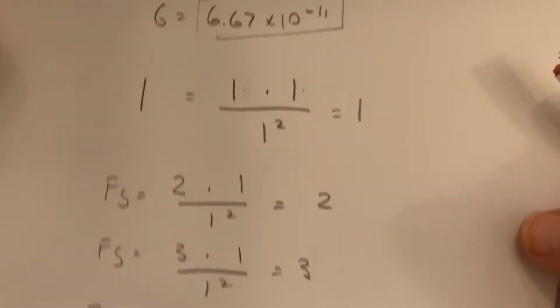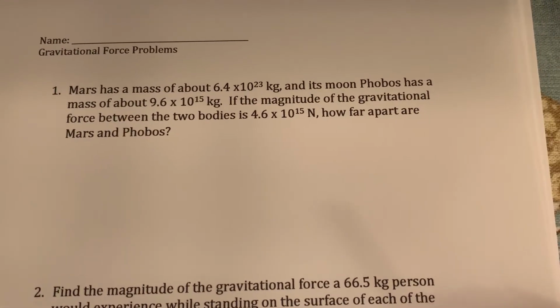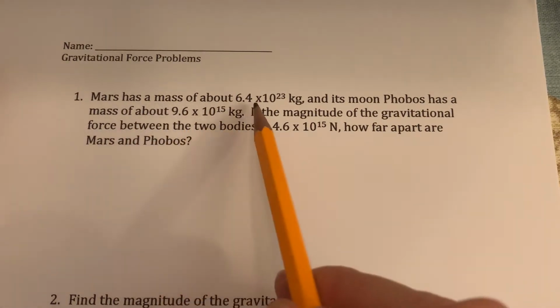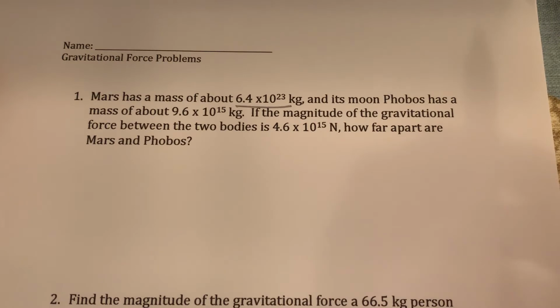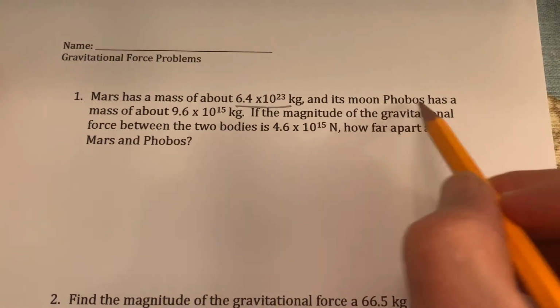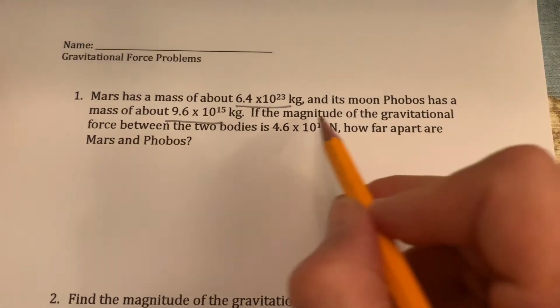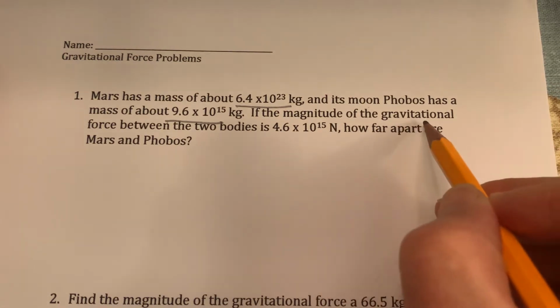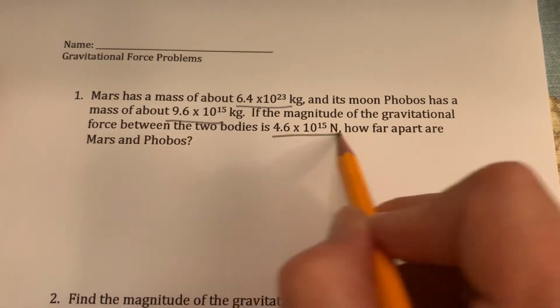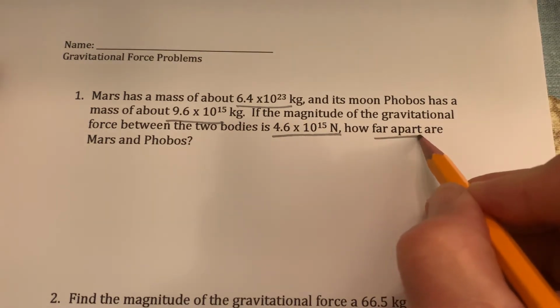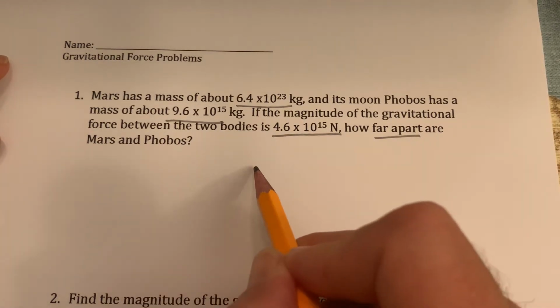All right, so now we're going to work a couple problems with numbers. Here's the first problem. Mars has a mass of about 6.4 times 10 to the 23rd, and its moon Phobos has a mass of 9.6 times 10 to the 15th kilograms. And if the magnitude, that means how much, of the gravitational force between the two bodies is 4.6 times 10 to the 15th newtons, how far apart are they? So we are looking for the distance.